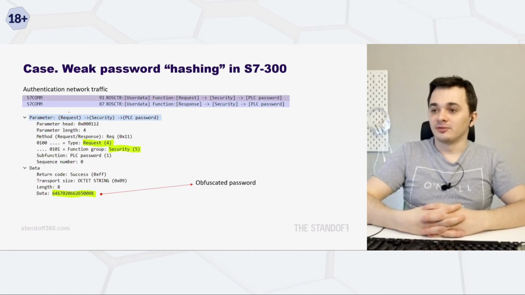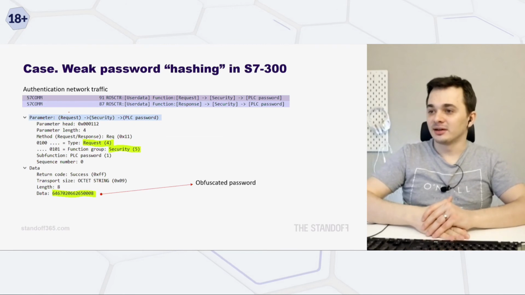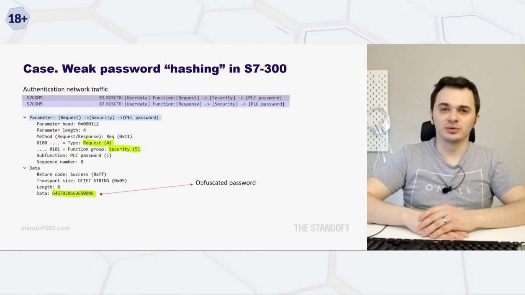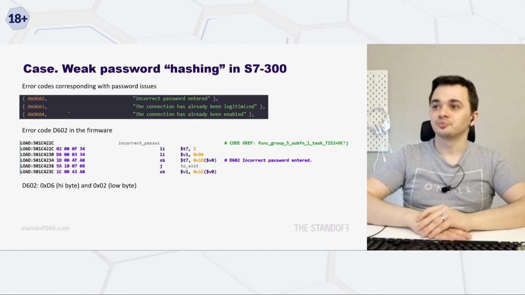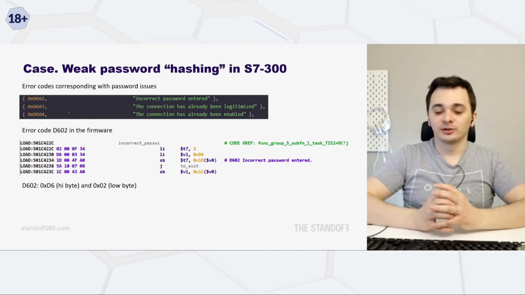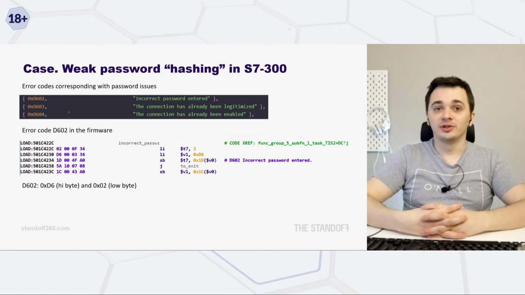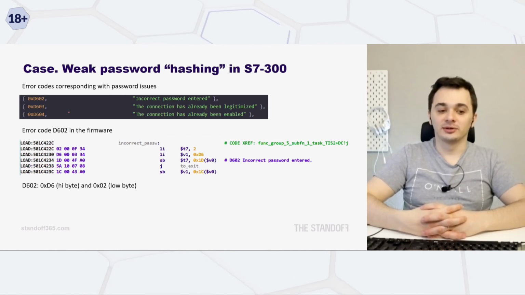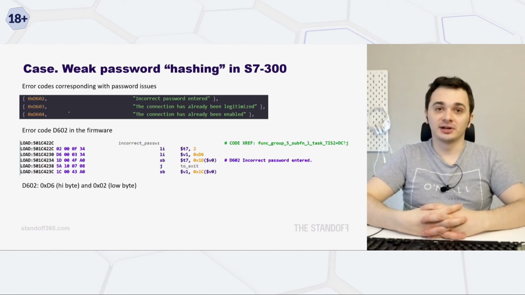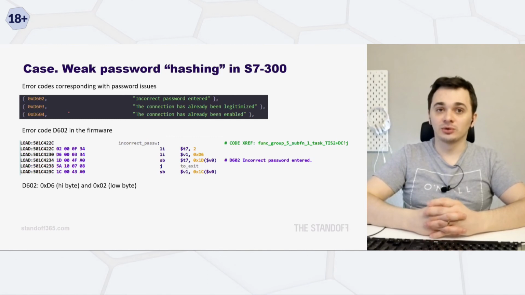I am highlighting the obfuscated password there in the data line. It looks like an ASCII sequence. At the same time, if you analyze it in ASCII terms, you will realize it is not. And actually, it contains zeros and eights, which are not ASCII symbols. Note that the function returns error code D602 in the firmware.